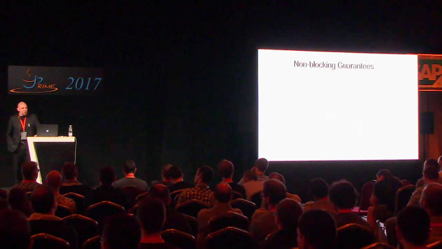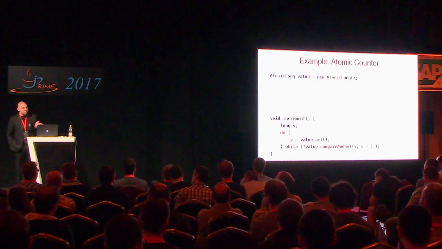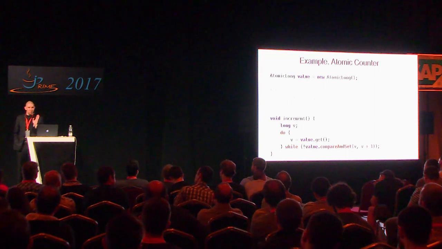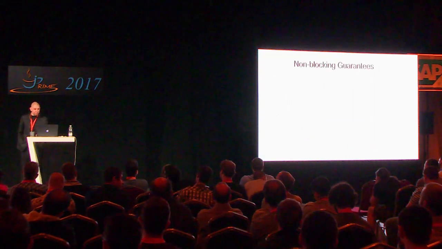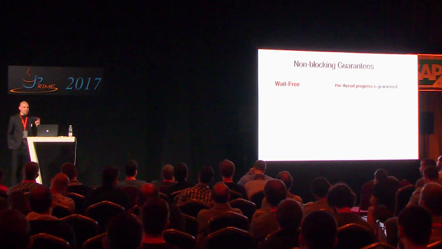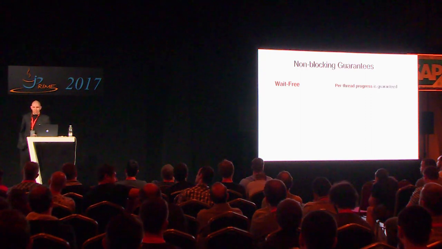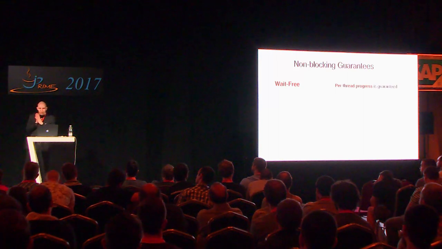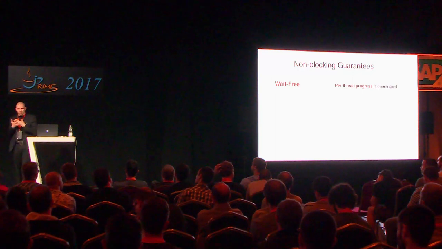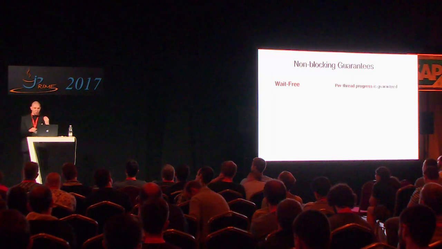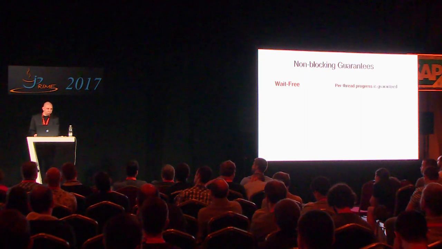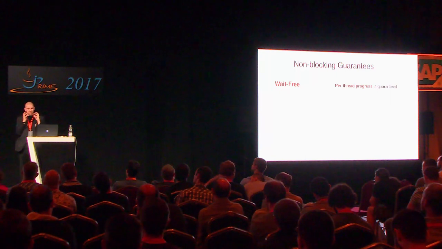So the interesting thing related to this algorithm is that it doesn't contain any blocking operations. And when we talk about non-blocking algorithms, there are several types of guarantees that an algorithm provides. The first is wait-free. It means that progress for every thread is guaranteed. For example, in our example, the progress is guaranteed for every thread that's doing some useful job.